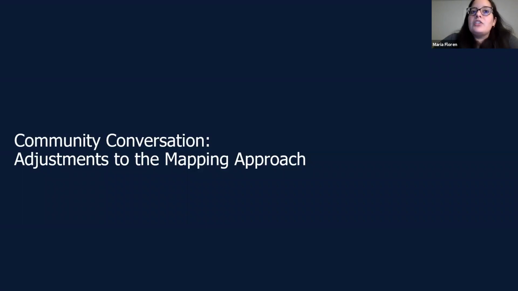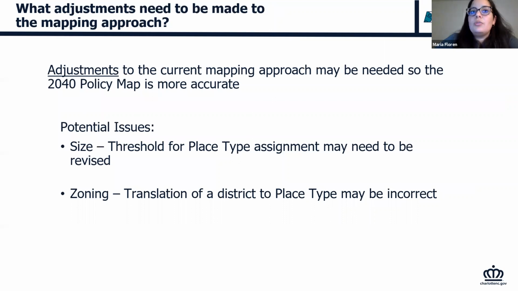Okay, so finally, we're going to talk about any concerns that you have with the draft map, specifically in this area. By talking through specific concerns, we'll be able to identify adjustments to the mapping approach to help make the next draft more accurate. So to do this, we are going to go back here, so we can talk about what adjustments should be made to our approach.